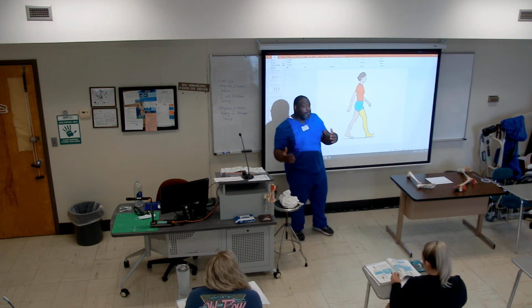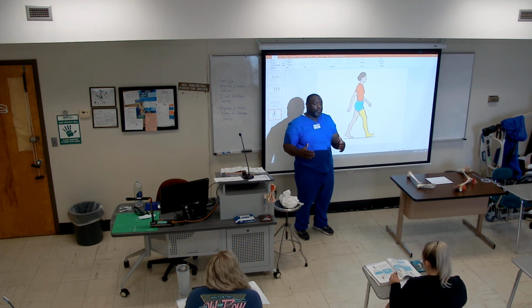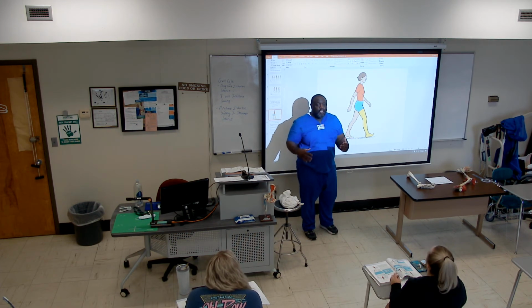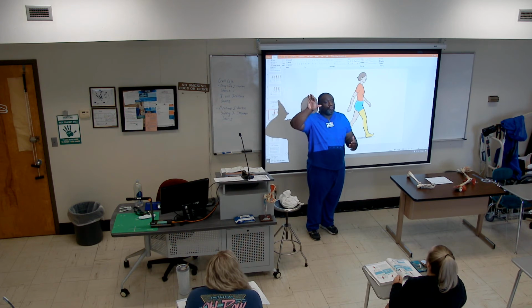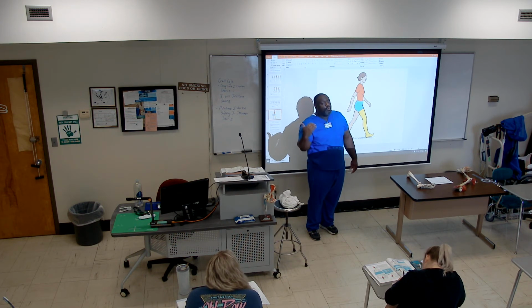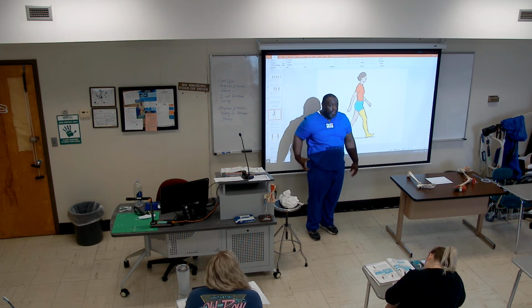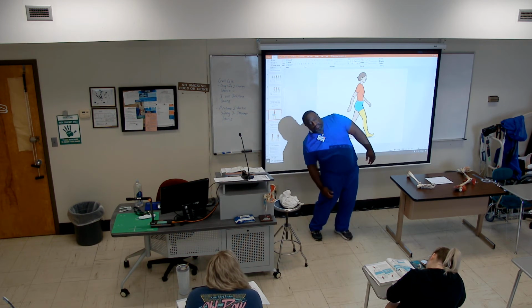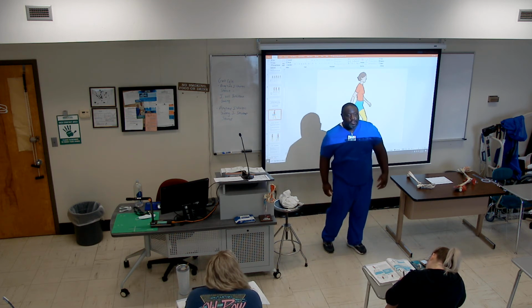So, to compensate for that, because I know it's going to happen, one of the things I can do is lateral trunk lean to the side where the Trendelenburg is occurring. So I will lateral trunk lean to my right to clear my leg.